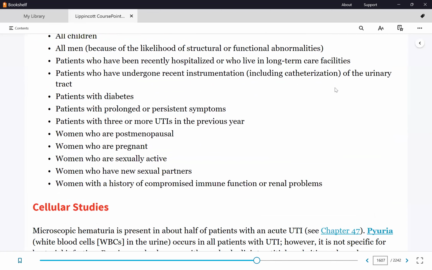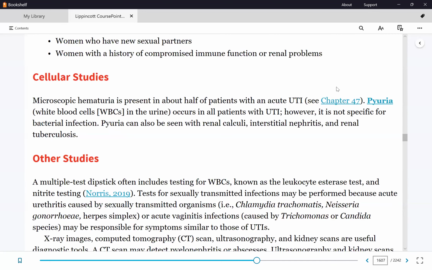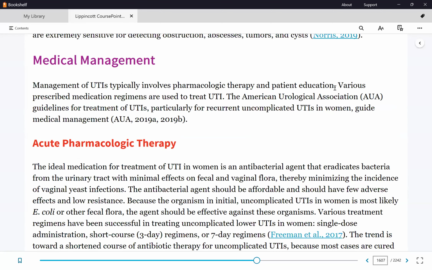And the others are self-explanatory. Let's go straight to management. Okay, so if it's bacteria, which most cases are caused by bacteria, then we give you antibiotics.